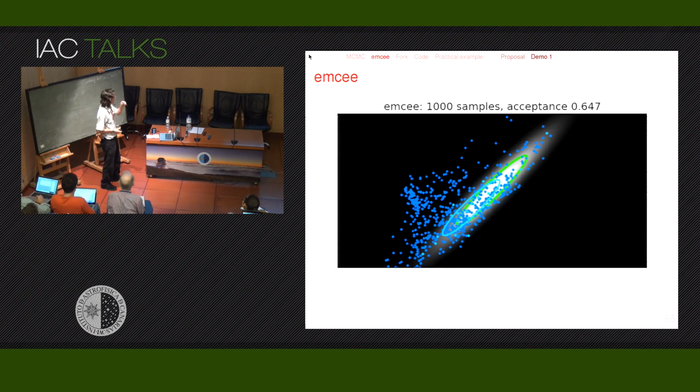Oh yeah, so let me tell you about one other feature or buzzword or whatever you want to call it about this method, which is that it's affine invariant. Affine invariant just means that if you scaled or sheared the parameter space, then the behavior is exactly the same.